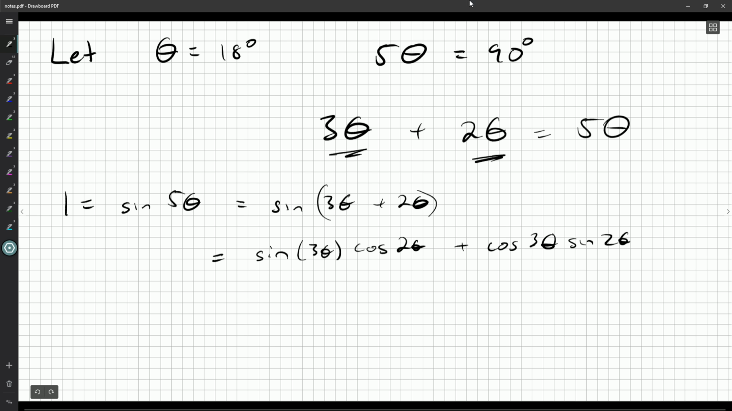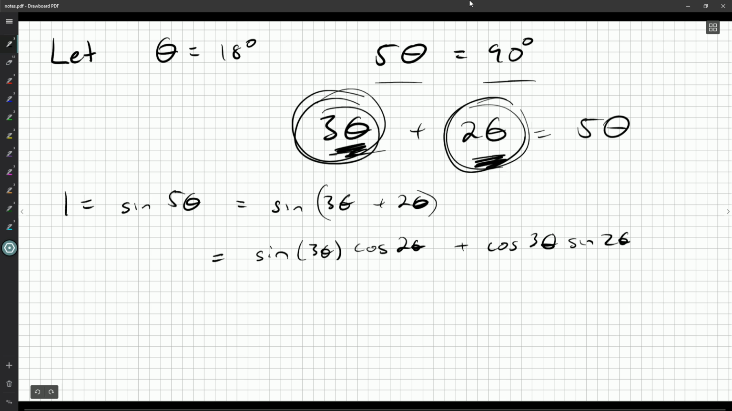Another thing to realize, if 5 theta is 90, then these are complementary angles. And so the sine of this 3 theta is the cosine of this 2 theta, or, the sine of this 2 theta is the cosine of this 3 theta.